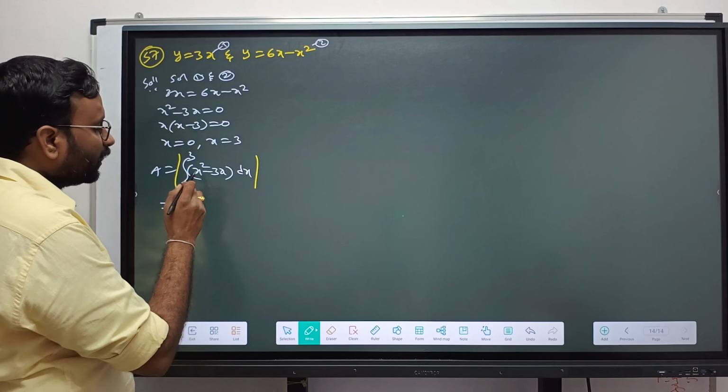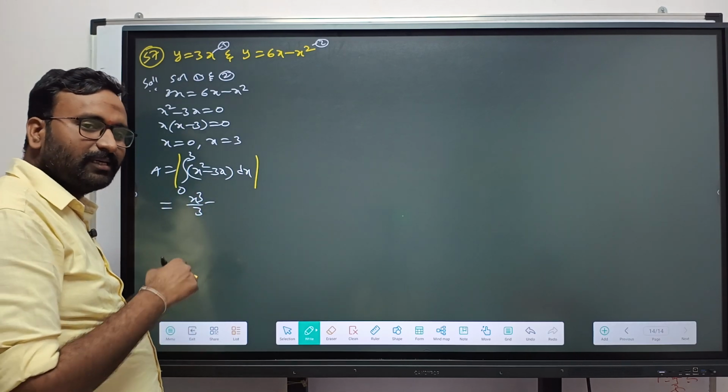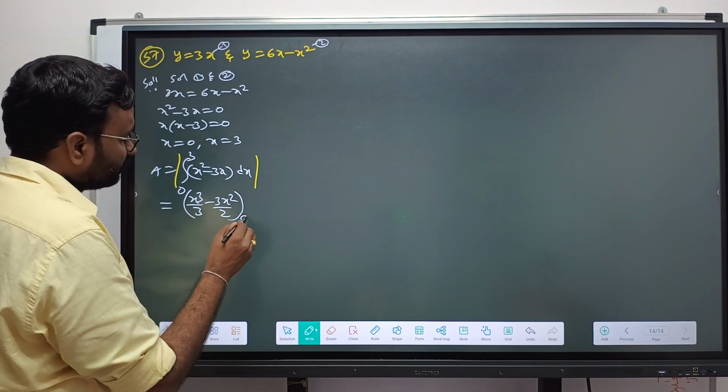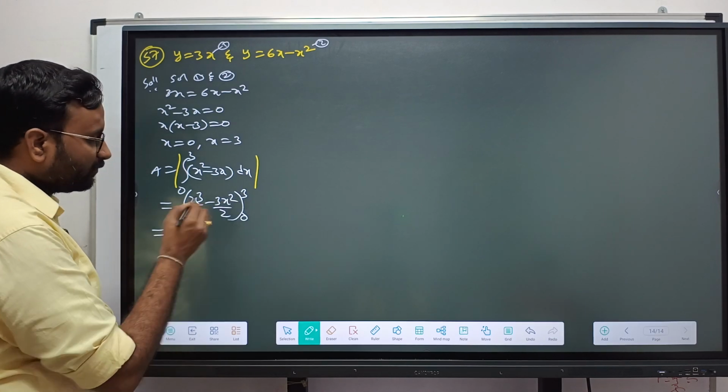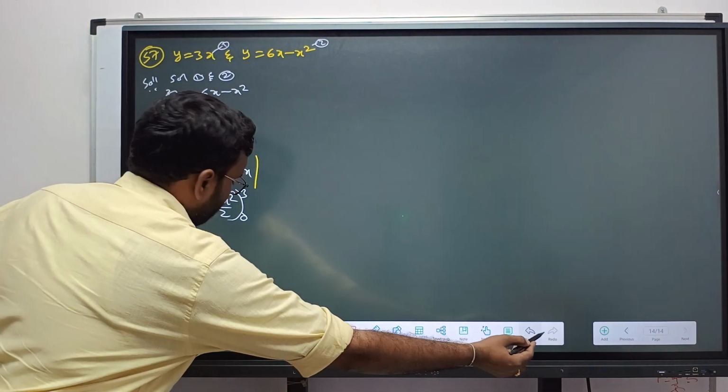Which is equal to integral x square, x cube by 3, minus 3 integral x dx, x square by 2, that is 3x square by 2. What are the limits? 0 to 3. First upper limit, 3 cube, 27 by 3.